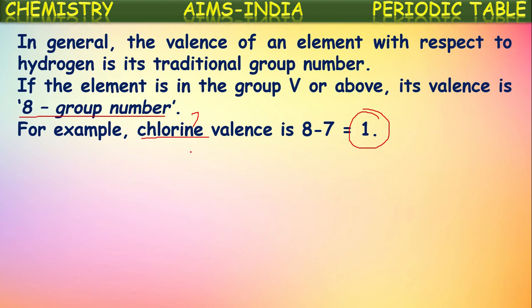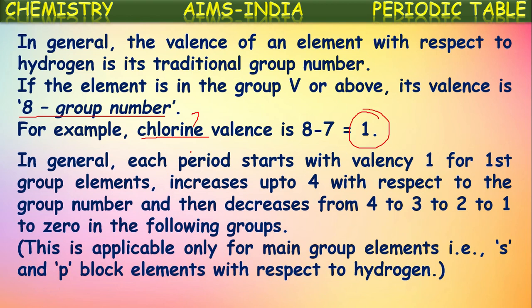And for the elements in the higher groups, from the 5th to the 8th group, valency is calculated using the formula 8 minus their group number. In general, each period starts with valency 1, because each period starts with alkali metals, whose valency is 1 for first group elements. It increases up to 4 with the group number, and then decreases from 4, 3, 2 down to 0 in the following groups. This is applicable only for the main groups, that is, S block and P block elements.